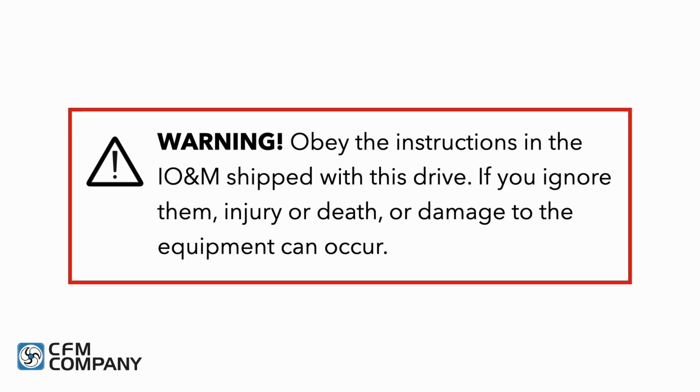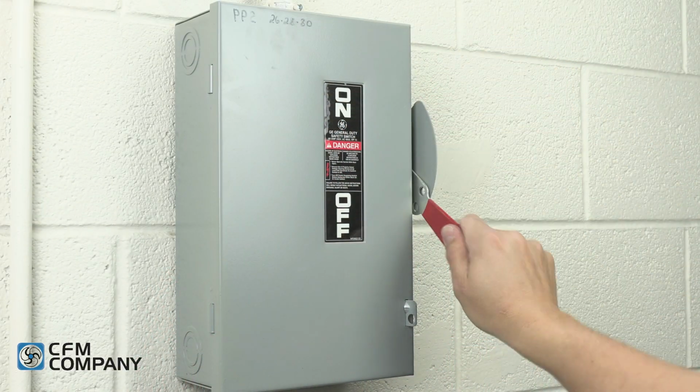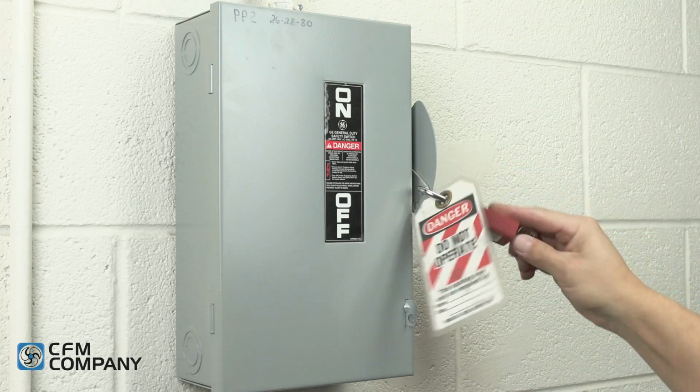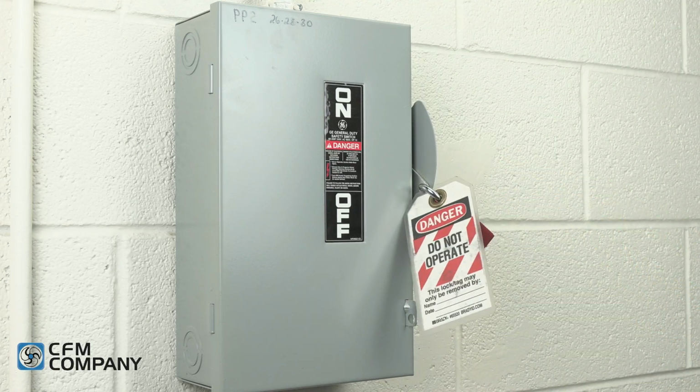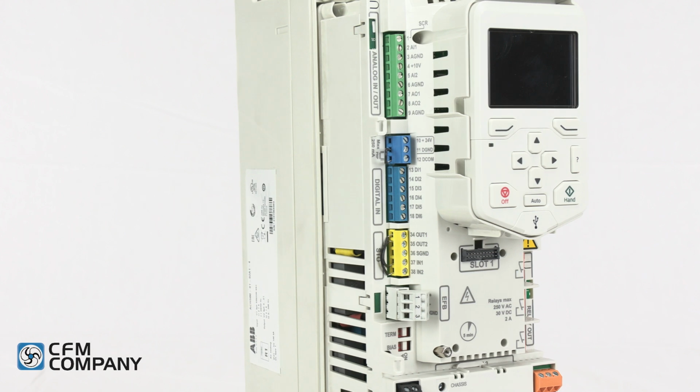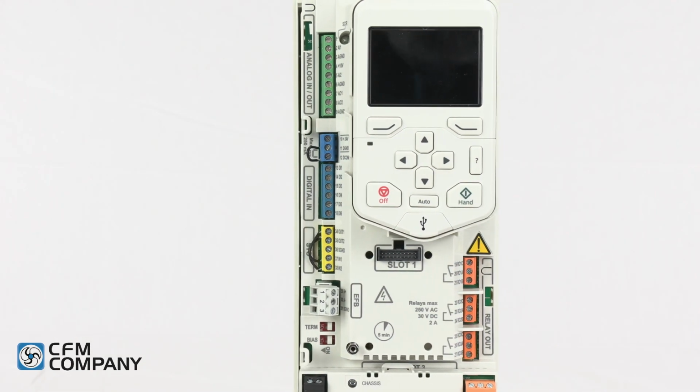Warning: obey the instructions provided in the IO&M shipped with this drive. If you ignore them, injury or death or damage to the equipment can occur. Before removing the front cover to the ABB ACH580, disconnect power to the drive. Lock and tag out the circuit disconnect and make sure that reconnection is not possible. Always wait 5 minutes to let the intermediate circuit capacitors discharge before you continue. Remove the front cover to expose the control terminals.